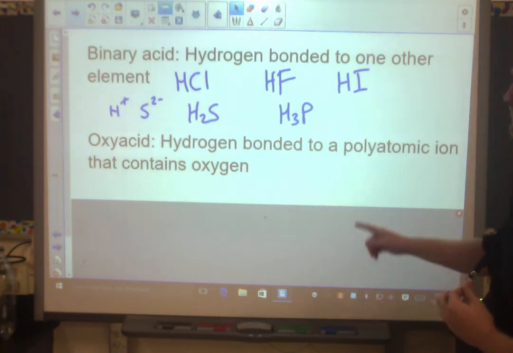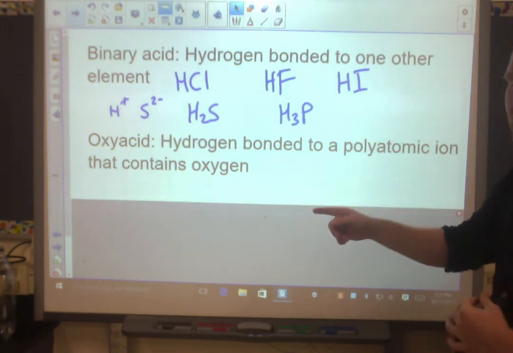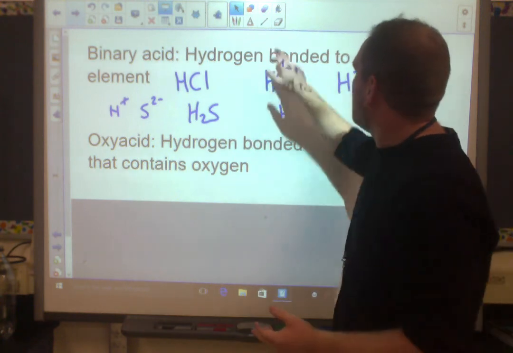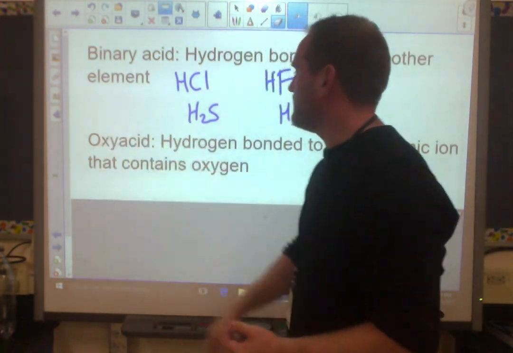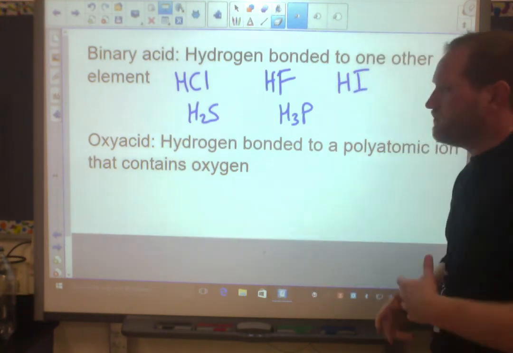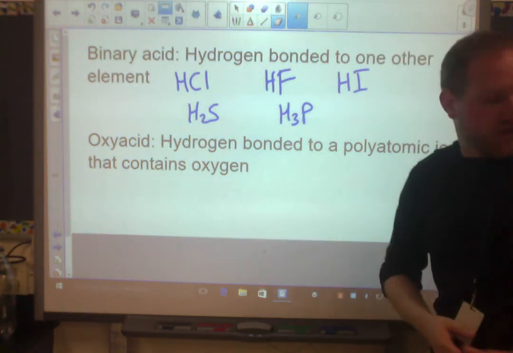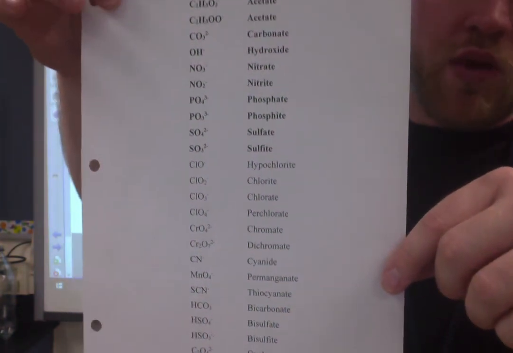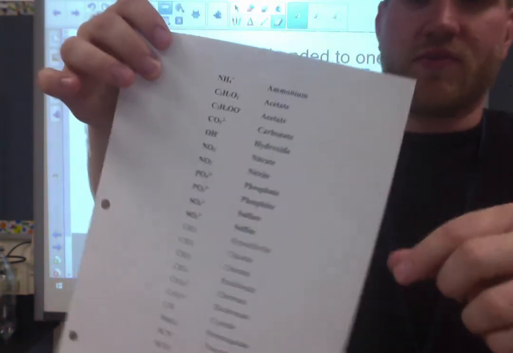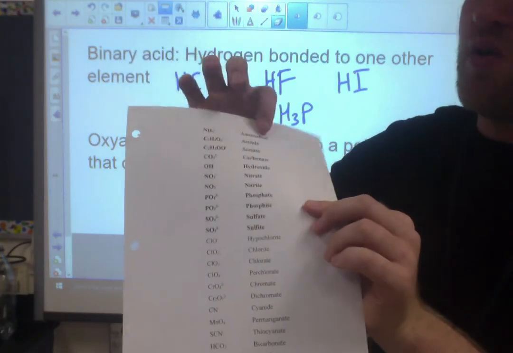The other category is oxyacids. This is going to be hydrogen bonded to a polyatomic ion that contains oxygen. So for your polyatomic ions, you should have some kind of list for these. Most of them contain oxygen. If you look at a list of polyatomic ions like I have here, the overwhelming majority of these contain oxygen. There's a couple that don't. For example, ammonium right at the top doesn't have oxygen in it.